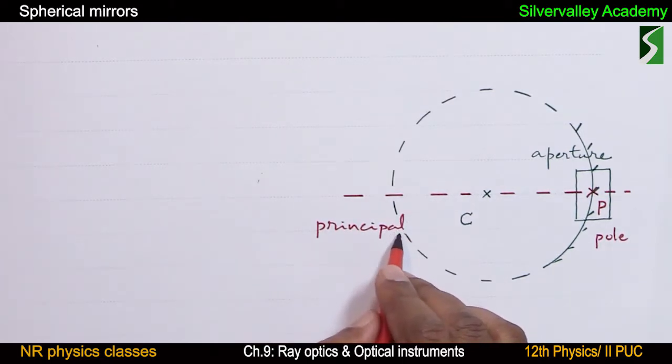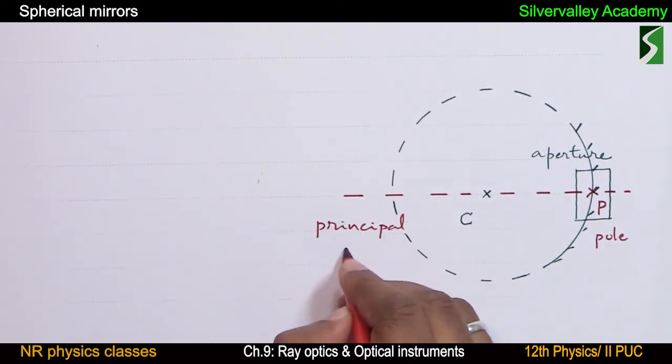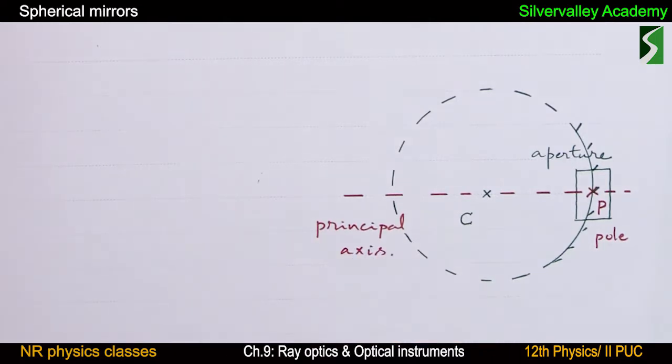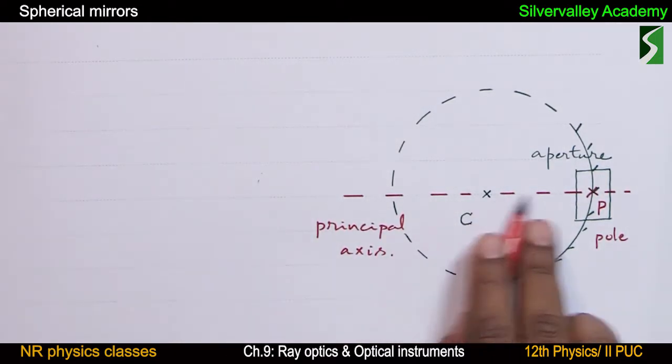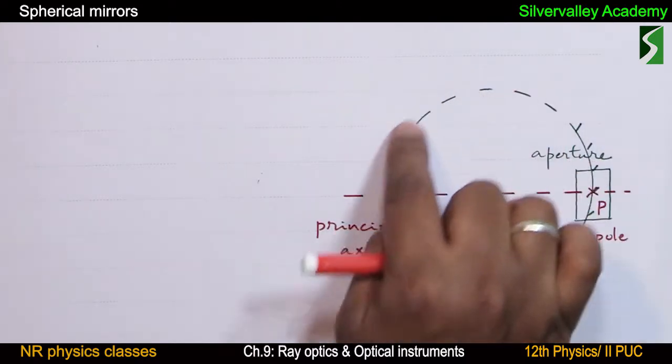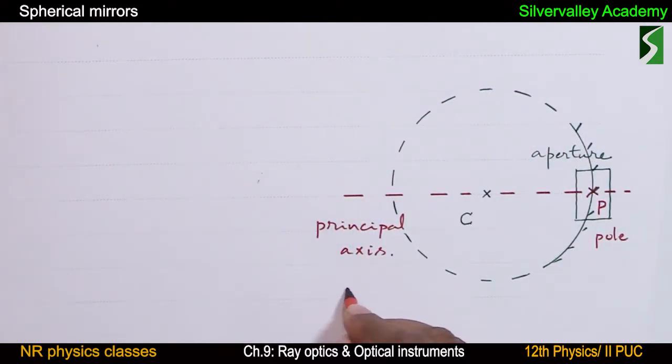Principal means main, major. Principal axis. And the distance CP, which is the radius of this sphere, is called the radius of curvature, denoted by capital R.